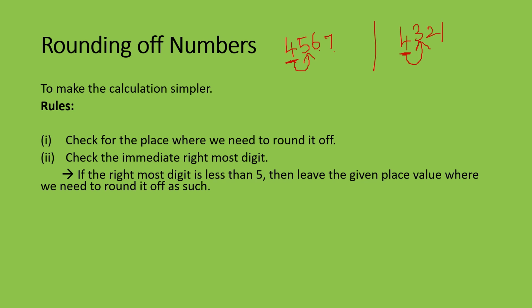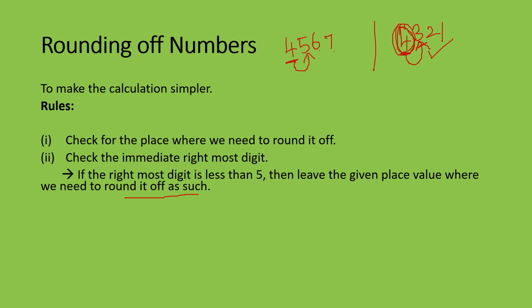See here, if the rightmost digit is less than 5, then leave the given place value where we need to round it off as such. So in this example, is our rightmost digit less than 5? No. So move to the next example. Here it is less than 5. Yes. Then what do you have to do? You have to leave this 4 as such.